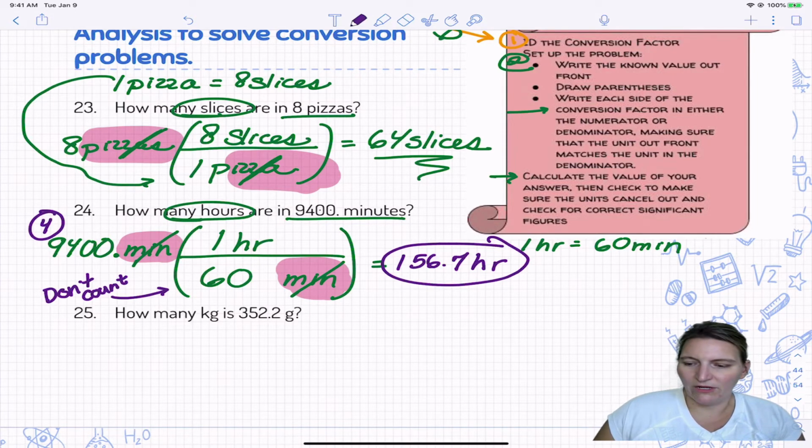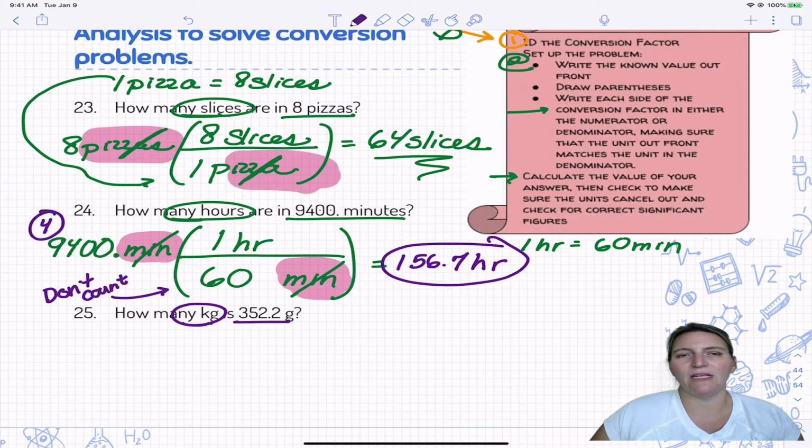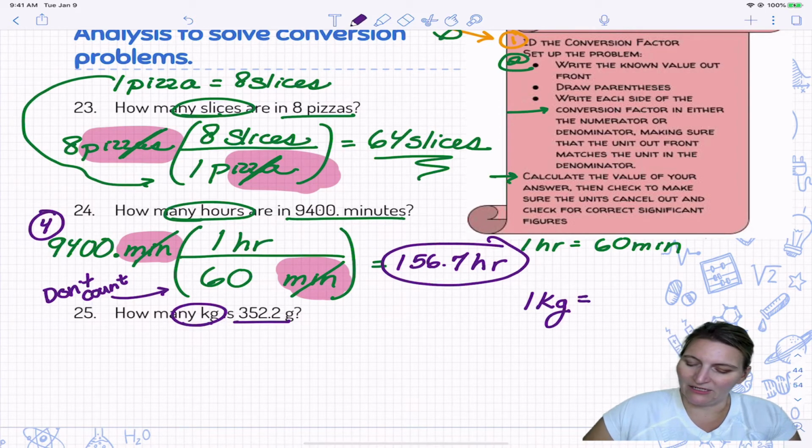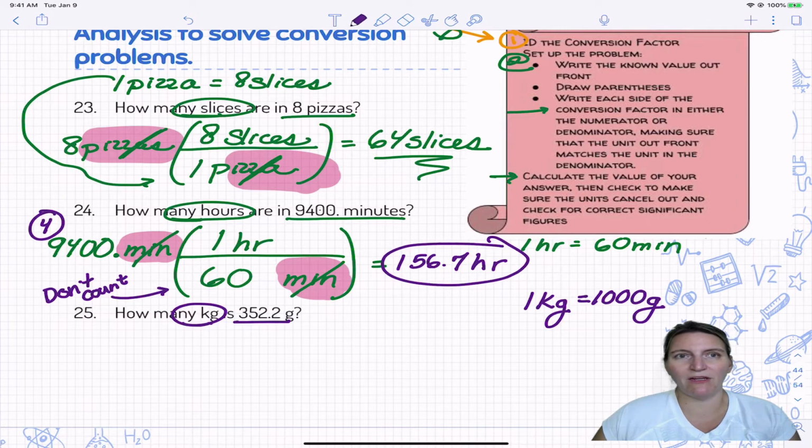And now we can move on to number 25. How many kilograms is 352.2 grams? And this is your first metric conversion. So we talked about metric conversions on a few videos before, and this is the one with the kitten and the paper clips. So do you remember what the conversion factor is? It was, remember, 1 kilogram or 1 kitten is equal to 1,000 grams or paper clips.